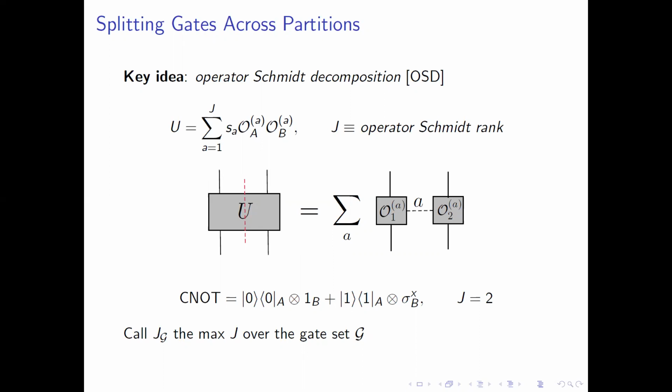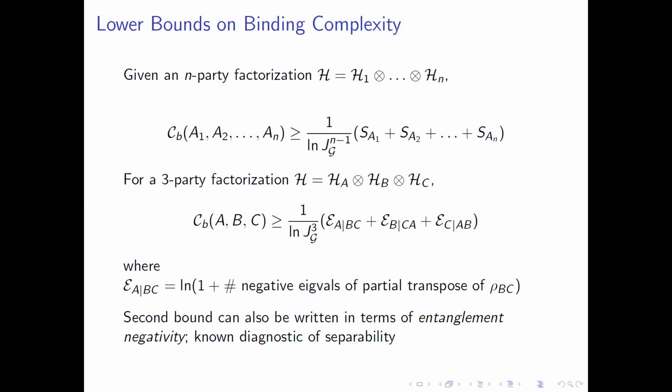Good, so with that notation established, let's first state the results, and we'll prove one case of them for the sake of time. The first case is, suppose you can split your qubit system into n parties. So now the binding complexity counts all gates acting between any two different parties. Then the binding complexity is bounded below by the sum of all of the single-party entanglement entropies times a constant, which is in terms of the maximum operator Schmidt rank.